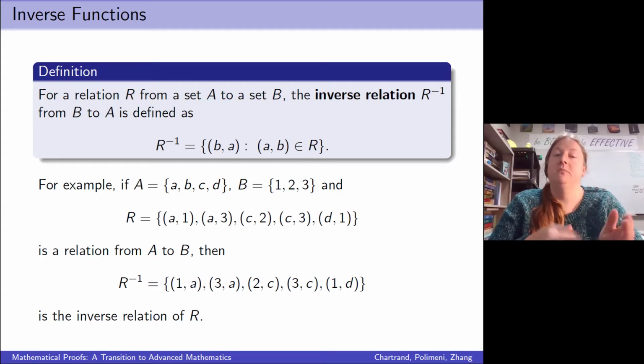So when we have a relation from a set A to a set B, we've already said that an inverse relation from B to A is defined as the set of all elements (b, a) when (a, b) was an element of the original relation. So if we had a set A of the letters a, b, c, d, and a set B of the numbers 1, 2, 3, and a relation that was defined as the set of ordered pairs (a,1), (a,3), (c,2), (c,3), and (d,1), then we have a relation from A to B. That is our relation. Now the inverse is taking all of those ordered pairs and reversing them. So the inverse relation that corresponds to that one is the set of ordered pairs (1,a), (3,a), (2,c), (3,c), and (1,d).